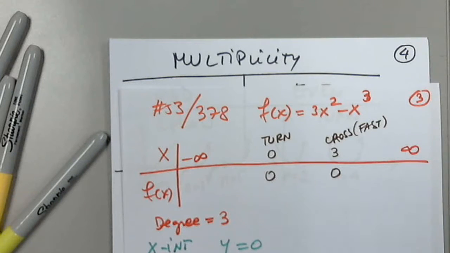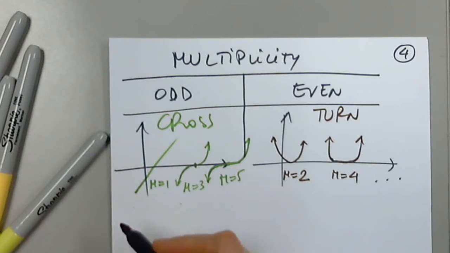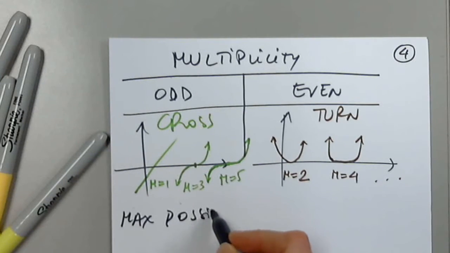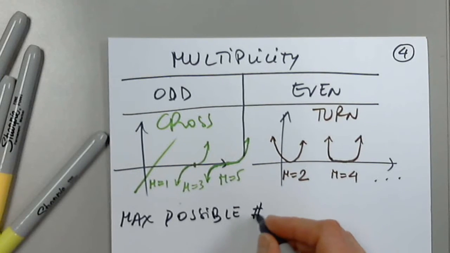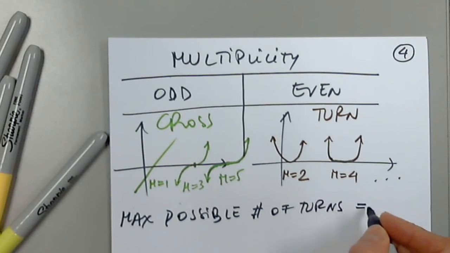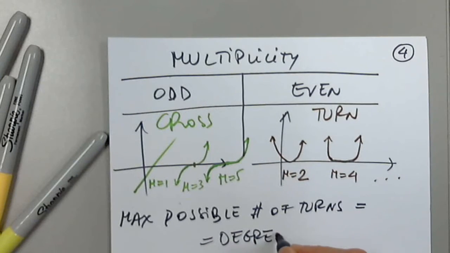The maximum possible number of turns that a function can have is the degree minus 1. So we have to write that down. Maximum possible number of turns equals degree minus 1. What is the degree of x cubed? 1. No, 2. No, 3. That's how you know I'm tired. So the degree is 3.